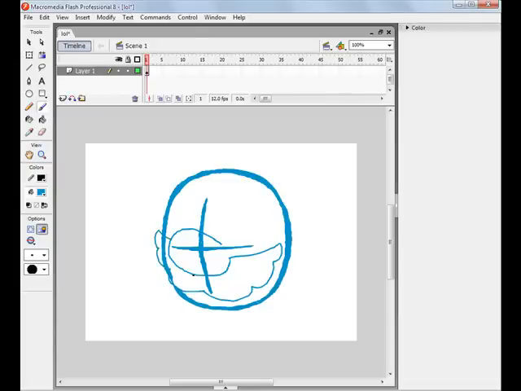Now remember guys, this may be a bit sloppy, but I'm not going to go by these lines. These are just reference lines, as I like to call them.